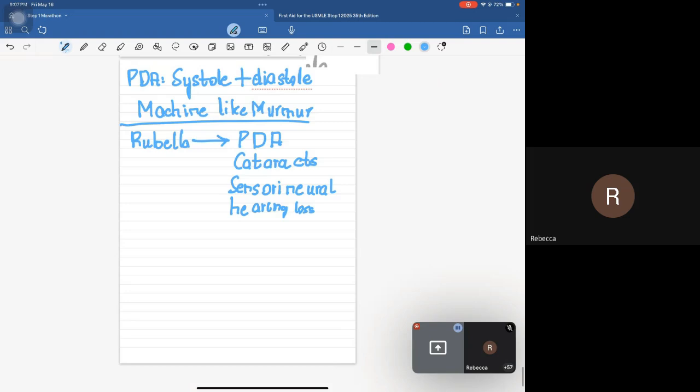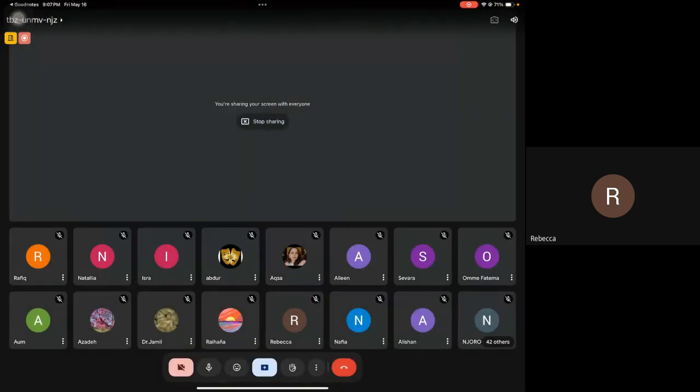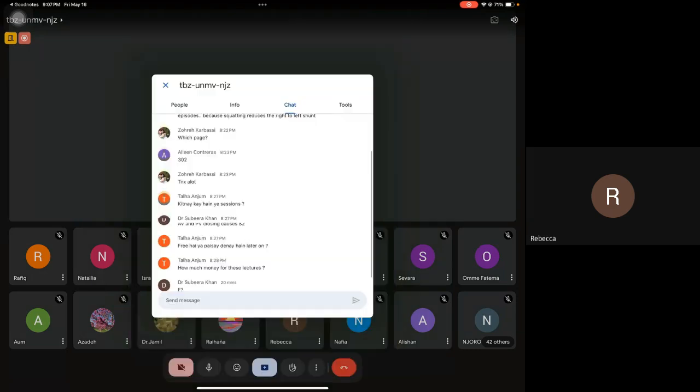Now we have to go over some. So till here, our murmurs are completed. Now we are going to go over the maneuvers of the murmur.